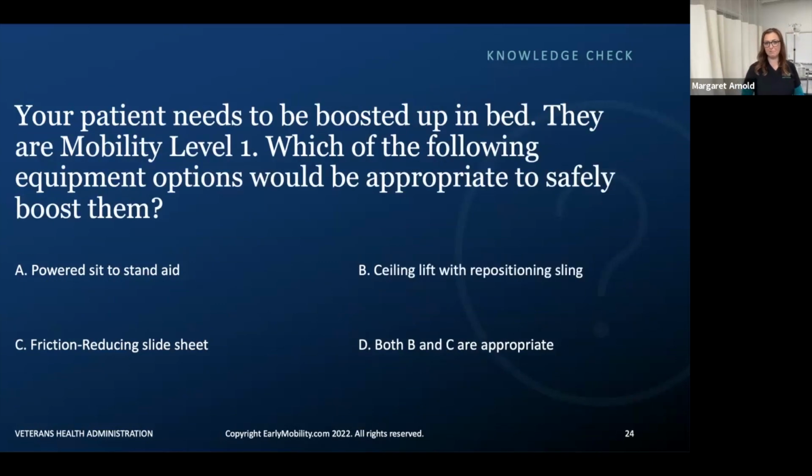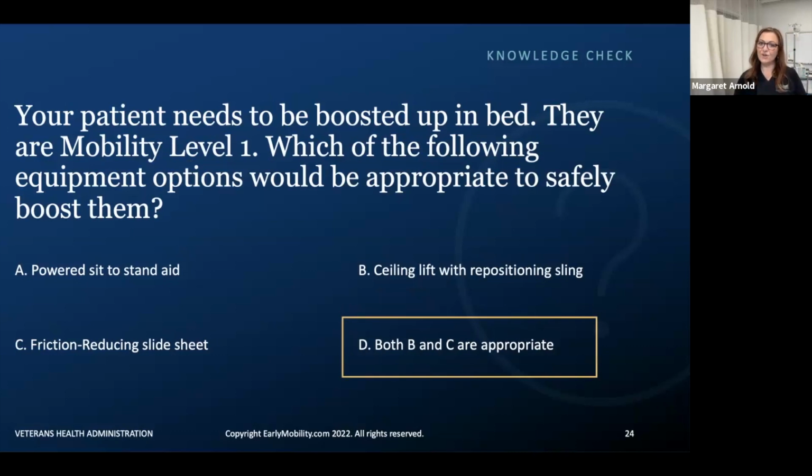Your patient needs to be boosted up in bed. They are mobility level 1, which means they cannot sit unsupported without help. Which of the following equipment options would be appropriate to safely boost them? A, a powered sit-to-stand. B, a ceiling lift with a repositioning sling. C, a friction-reducing slide sheet. Or D, both B and C are appropriate.